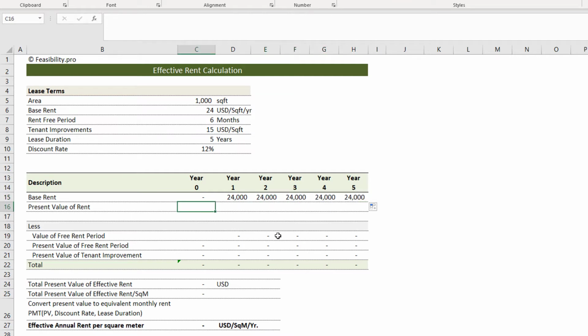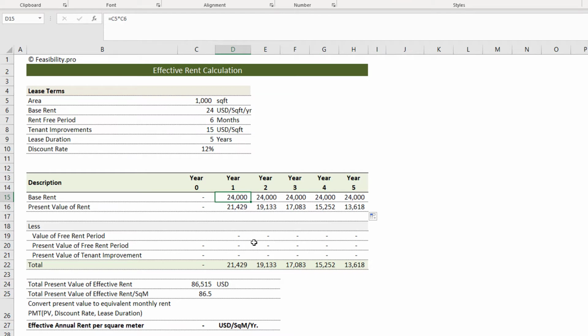Now we are going to calculate the present value. So the present value is the amount divided by 1 plus the rate, which is your discount rate of 12%, and we have the power, which is the time, and we just drag this one, so we get the present value of all the rental income.